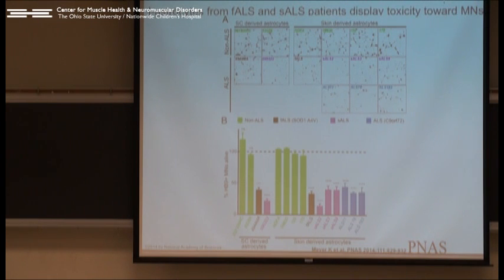and look to see whether a skin-derived astrocyte, not exposed to hypoxia, not exposed to the inflammatory milieu of a dead person's spinal cord, would still induce the same toxicity. And the short answer is yes. In every single case, 100% of the cases, we've been able to say that this person had ALS, even when we blinded ourselves to these patients, ALS or non-ALS patients.